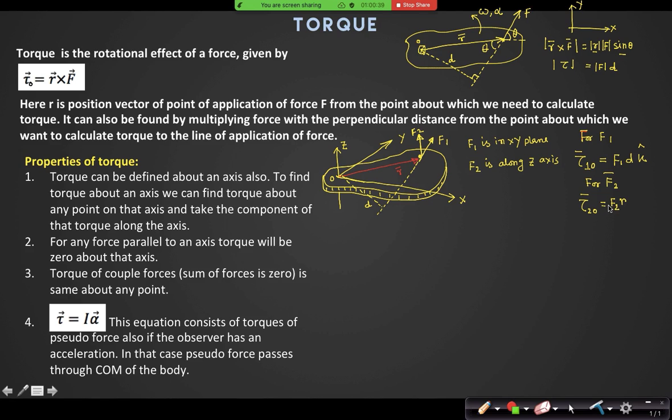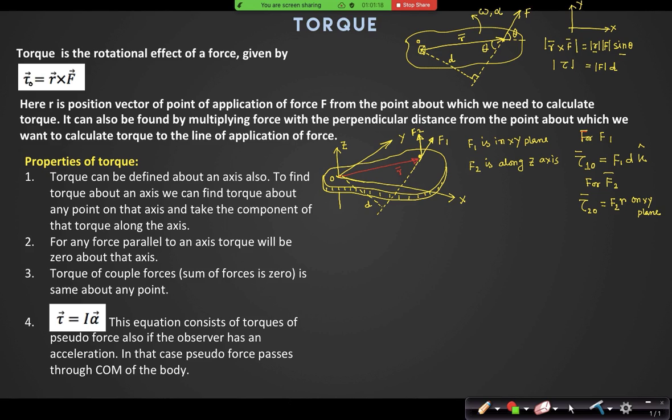Sir, can you explain what you are doing with F1 about O and F2 about O? It is not zero, it is about O. Torque of F1 about O, torque of F2 about O. The direction is perpendicular to the R vector, but on the XY plane, or not? Yes, sir, it is on the XY plane. Sir, can you explain this figure once more?